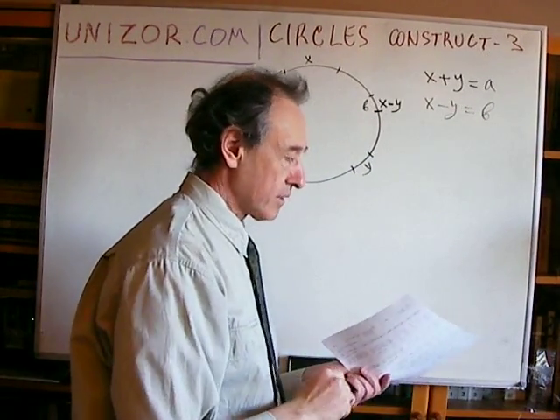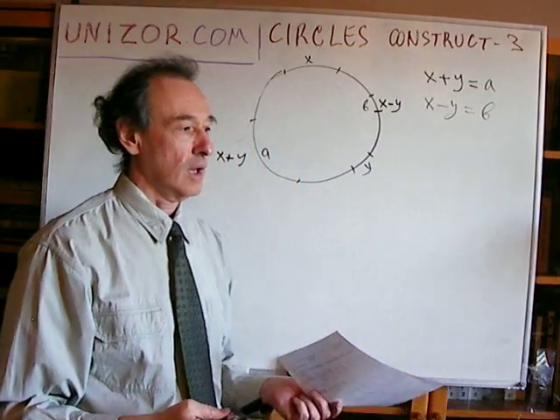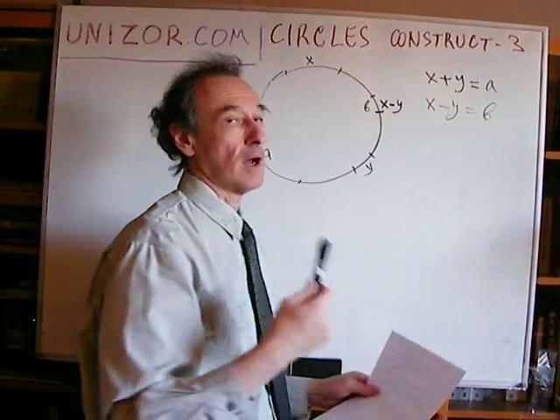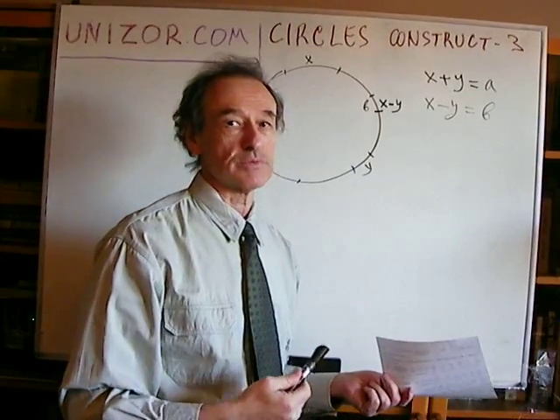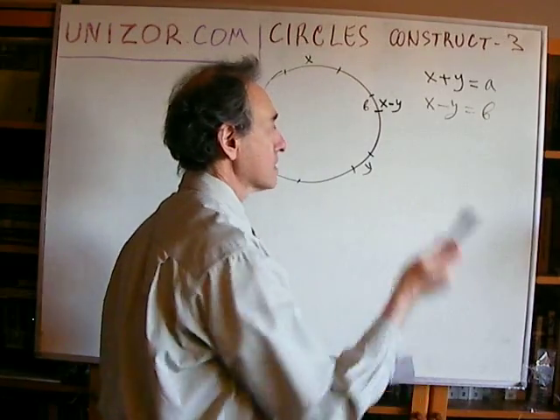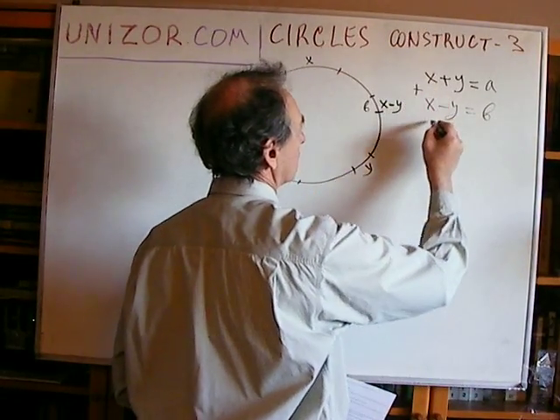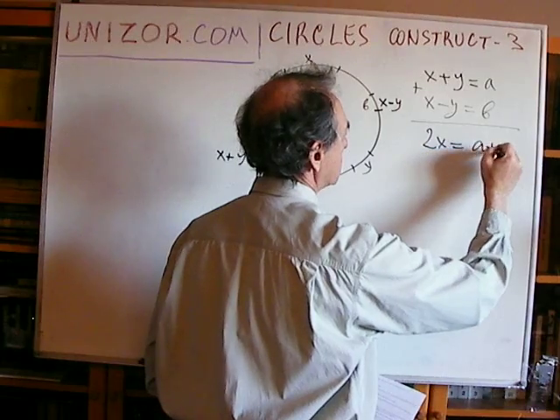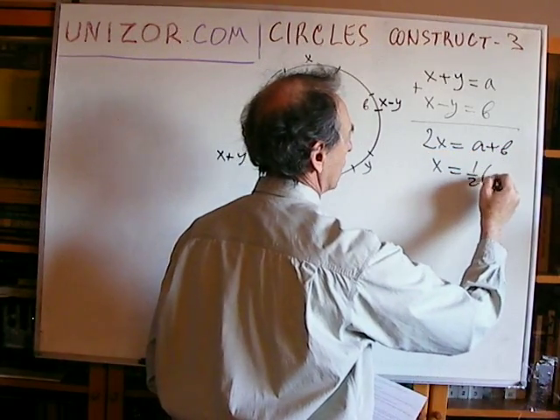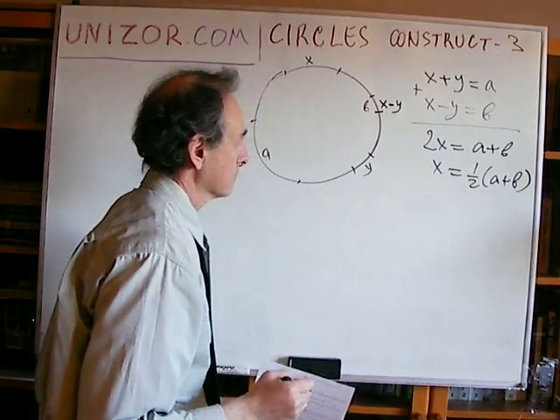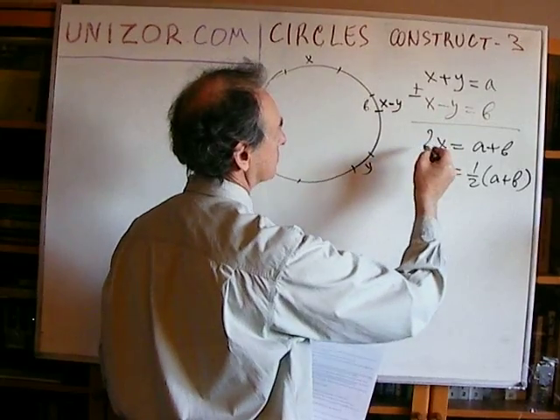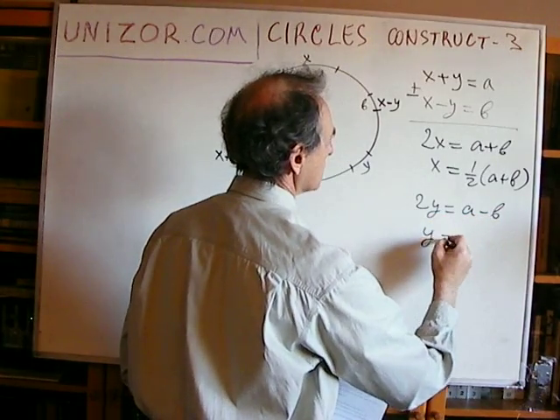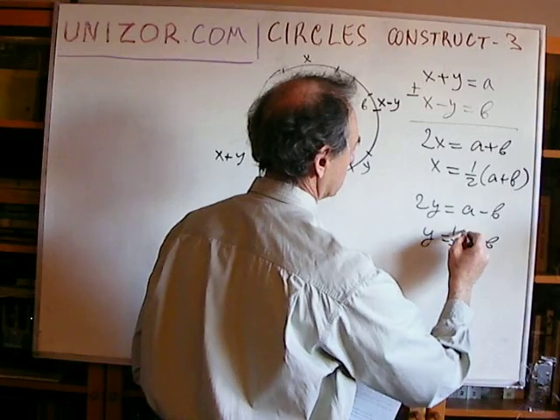Now, let's just think about this from an algebraic standpoint. These are actually two equations with two unknowns. A and B are known, X and Y are unknown. Now, how can we solve the system of two equations with two unknowns? Well, in this case, it's very easy. Sum them up, and you will get 2X equals A plus B, and X equals half of A plus B, right? Now, if you subtract them, then you will have 2Y equals A minus B. So Y is equal to one half of A minus B.